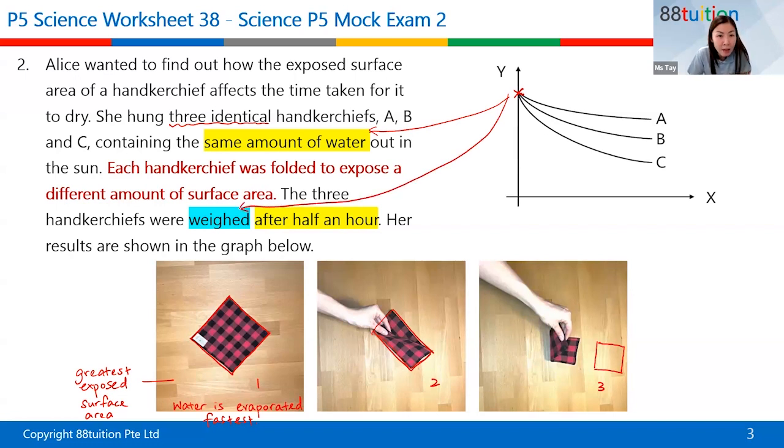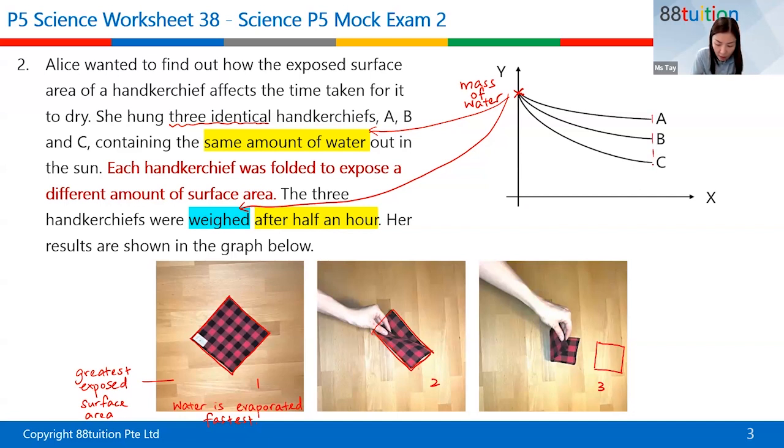is being weighed. So when we talk about being weighed, we are talking about mass. There's water, then these handkerchiefs are being weighed. So we are talking about the mass of water that they are measuring over here. Okay, then what is this x-axis? What do you think this x-axis is? This must be the time.